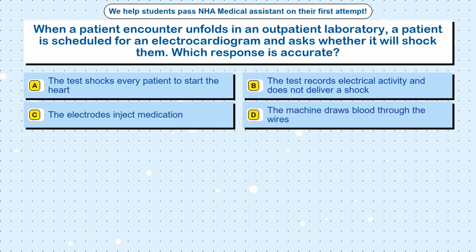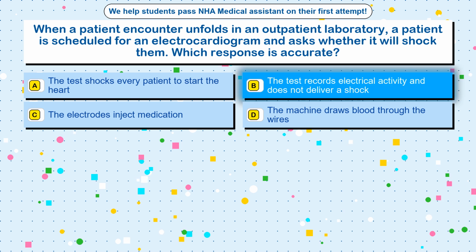Question 81. When a patient encounter unfolds in an outpatient laboratory, a patient is scheduled for an electrocardiogram and asks whether it will shock them. Which response is accurate? Option A. The test shocks every patient to start the heart. Option B. The test records electrical activity and does not deliver a shock. Option C. The electrodes inject medication. Option D. The machine draws blood through the wires.